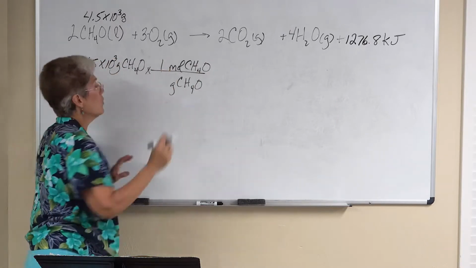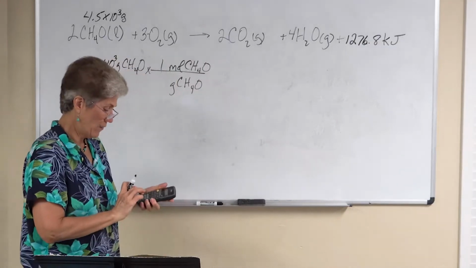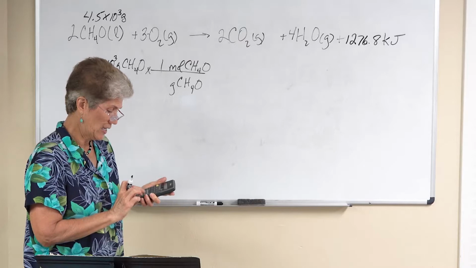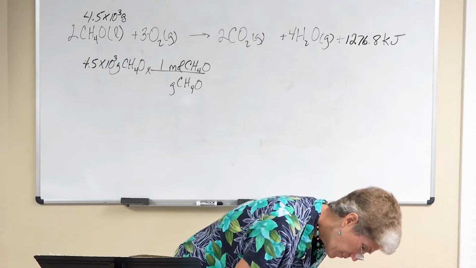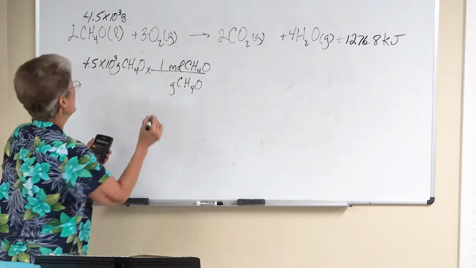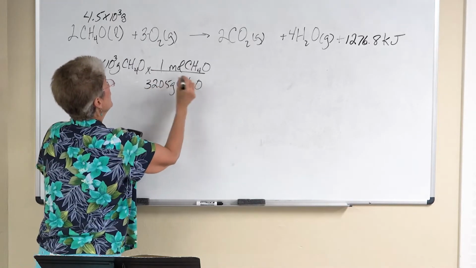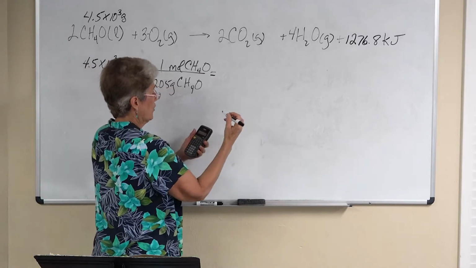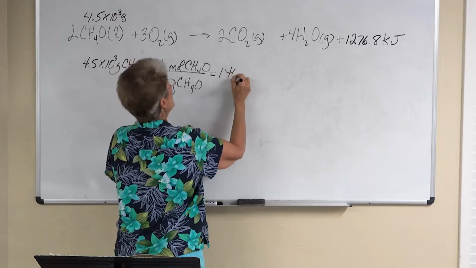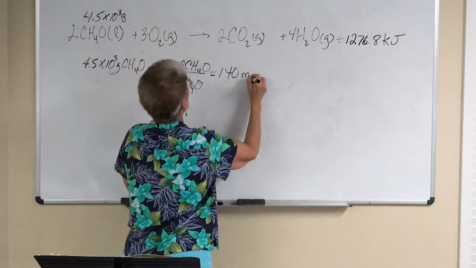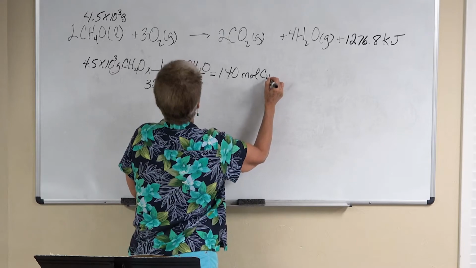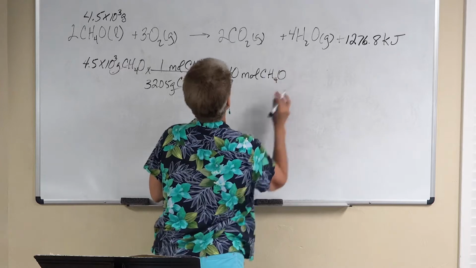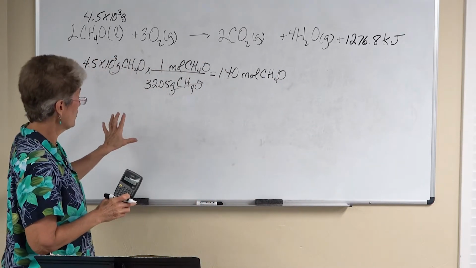Okay, every 1 mole of this, we have 4.04 plus 12.01 plus 16. And so this is 32.05. 4 significant figures, 2 significant figures. My answer that comes out of my calculator is 140.4. So I'm going to put 140. And that is moles of CH4O. That's in 2 significant figures, so that's what I needed.